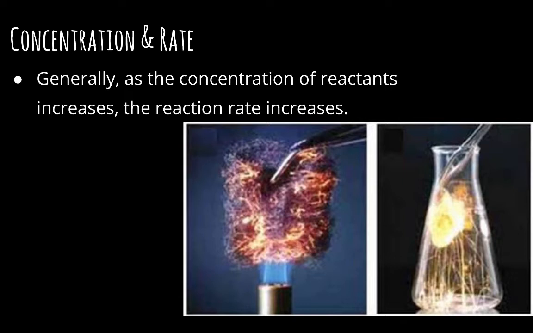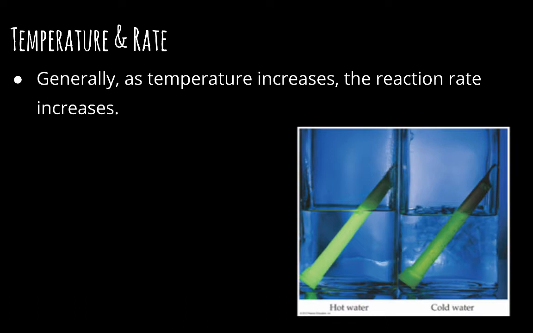So we know that our atmosphere is not 100% oxygen. So there's some oxygen present, but if we increase that concentration by putting it into a flask that is full of pure oxygen gas, you can see that the burning is much more vigorous in that more highly concentrated oxygen environment. Temperature and rate is another way to change a reaction rate. So again, in general, as temperature increases, the reaction rate increases.